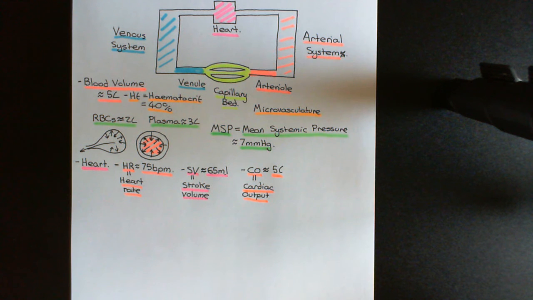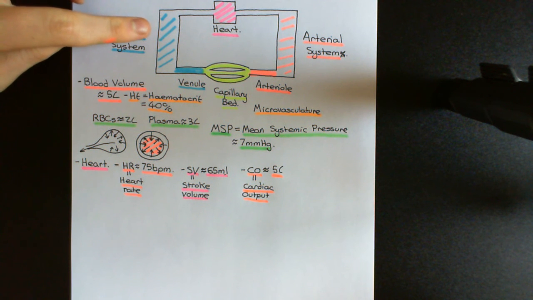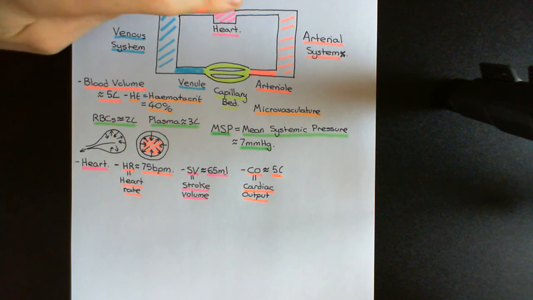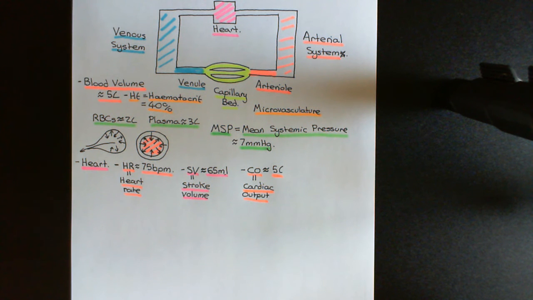Right, so that's the heart. That's our very simple understanding of the heart: it beats at a rate of 75 beats per minute, and every time it does so, it moves a bucket load of blood, specifically 65 milliliters, from the venous side to the arterial side.